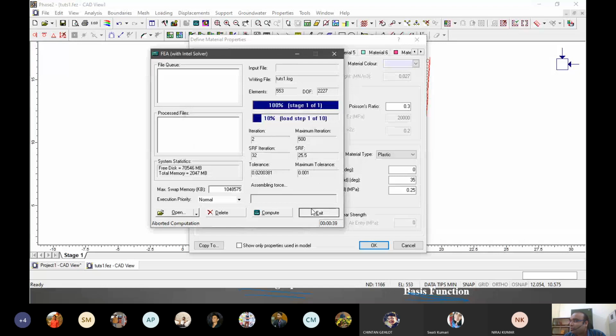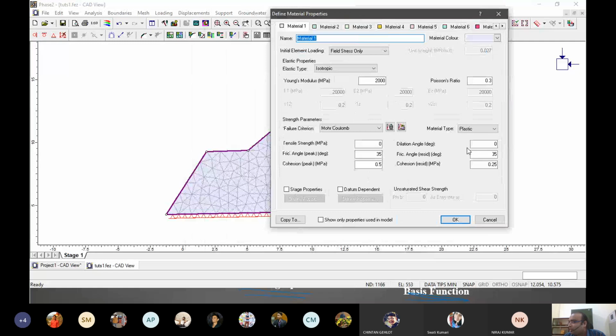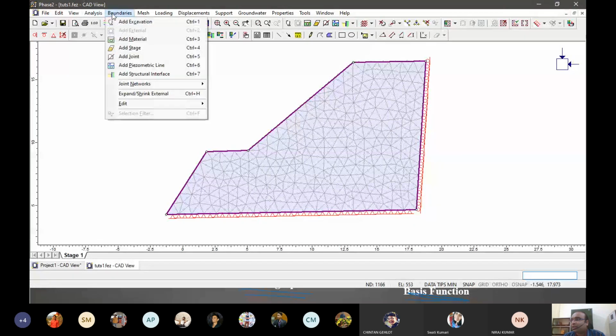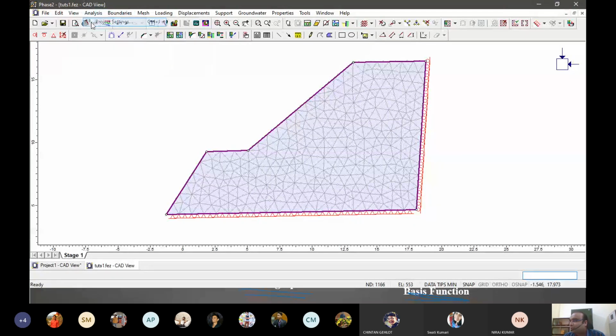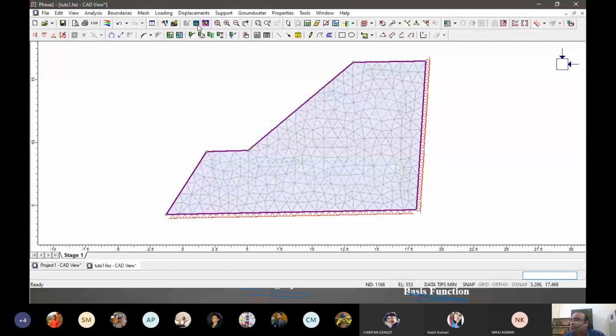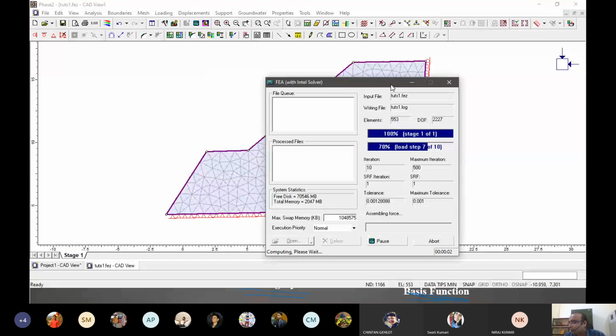Otherwise, actually, I was trying to see if properties change will make it quicker. But anyways, this kind of slope, it is 15-20 meters, so it is quite stable anyways. But just to show how things are done, let's do that to 20 and click OK. So still 20 times it has to do.